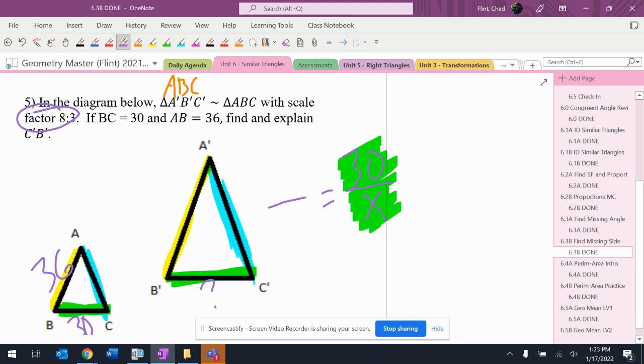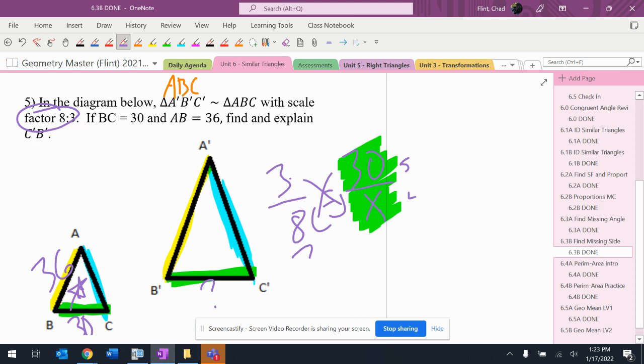Now I have to be careful. This is the small triangle over the large triangle. So this has to be 3 over 8. If I'm going to do 8 over 3, then that has to be x over 30, because 30 is coming from the smaller triangle there.